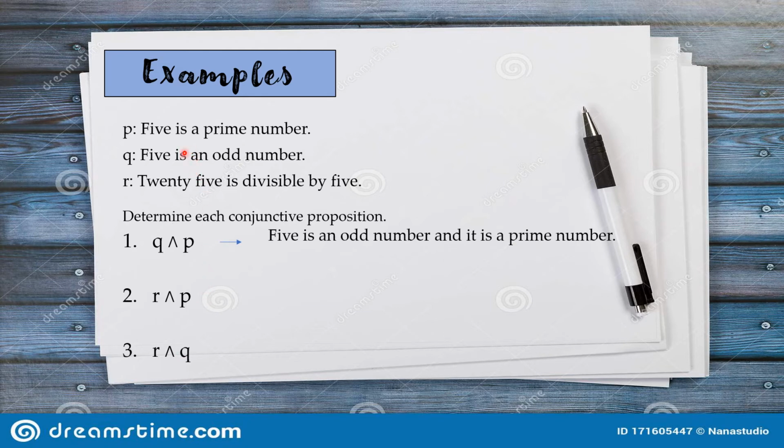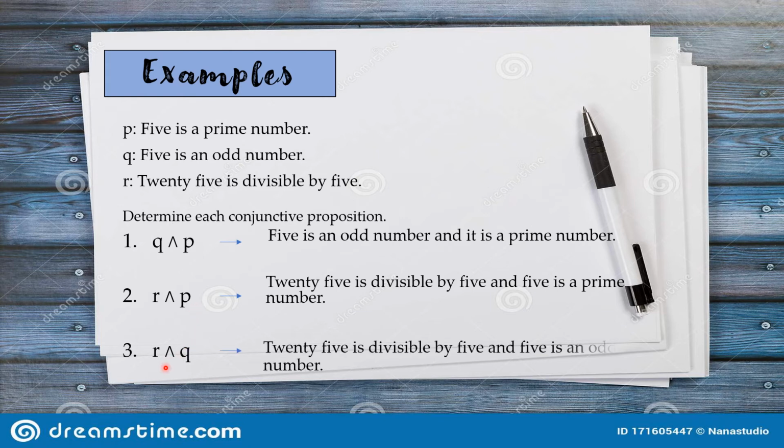So, Q and P: 5 is an odd number and 5 is a prime number. Next, R and P: 25 is divisible by 5 and 5 is a prime number. Next, R and Q: 25 is divisible by 5 and 5 is an odd number.